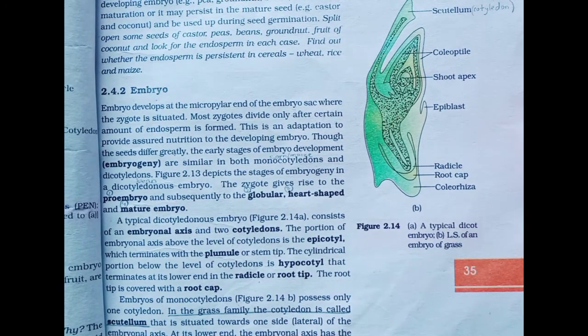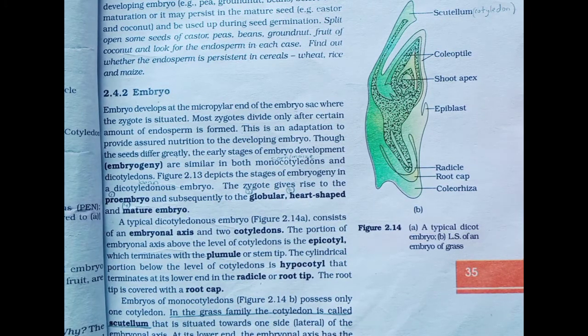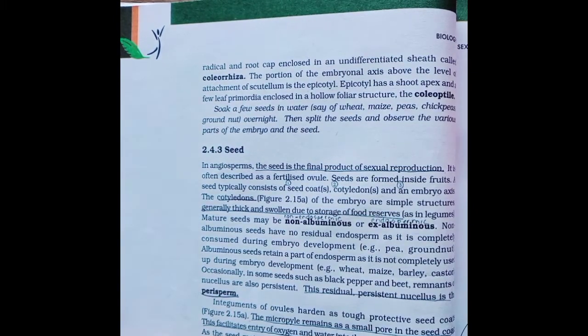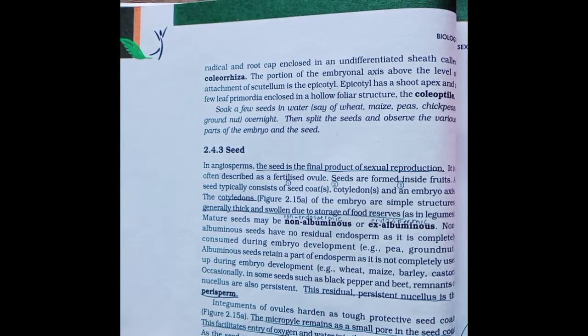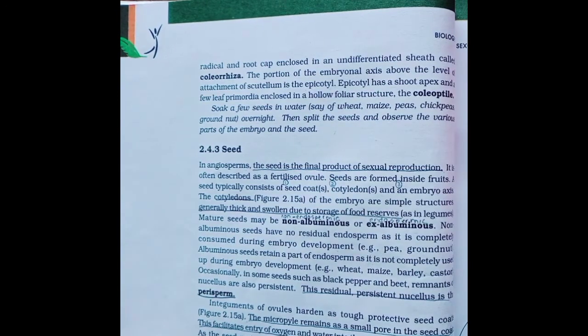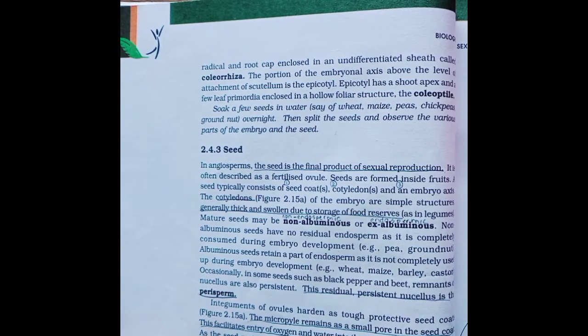And in the grass family, the cotyledon is called scutellum, that is situated towards one side of the embryonal axis. At its lower end, the embryonal axis has the radicle and root cap enclosed in an undifferentiated sheath called coleorhiza. The portion of the embryonal axis above the level of attachment of scutellum is the epicotyl. Epicotyl has a shoot apex and a few leaf primordia enclosed in a hollow foliar structure, the coleoptile. So we're going to learn the difference between coleorhiza and coleoptile afterwards.